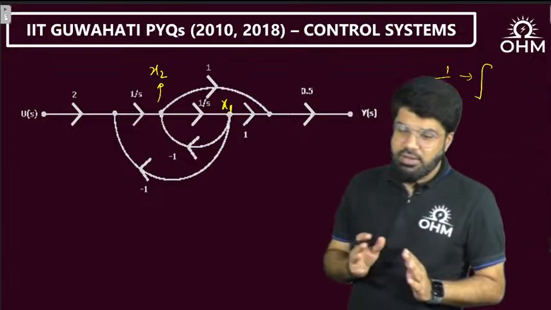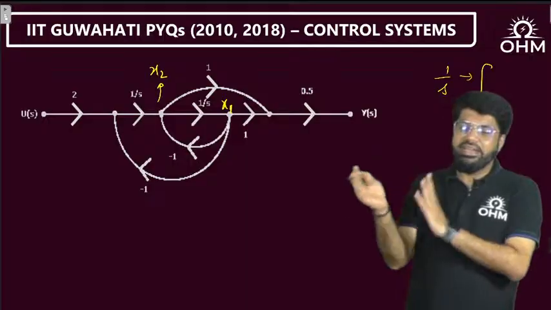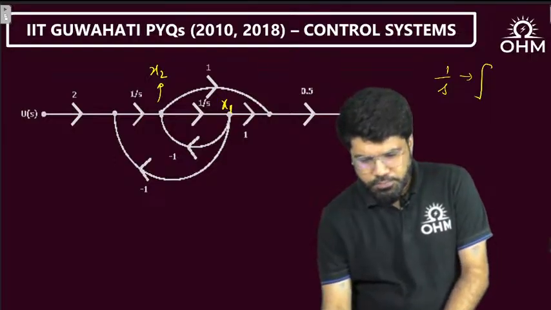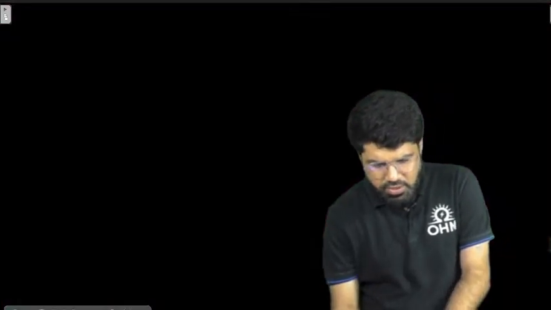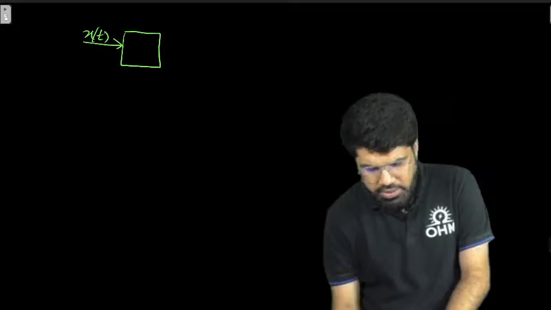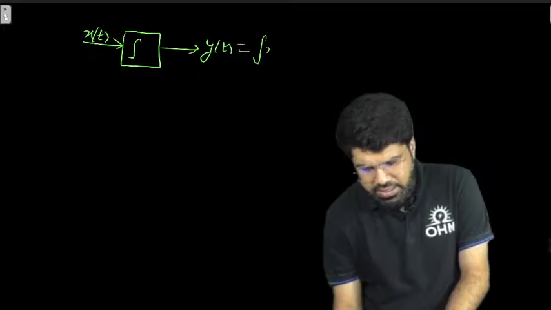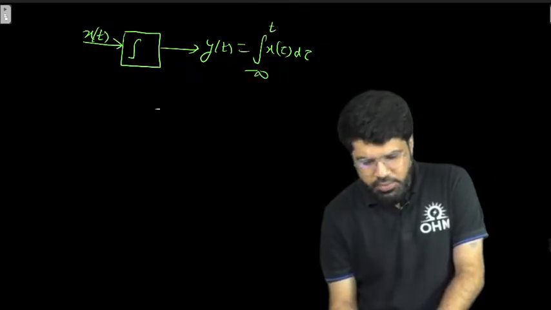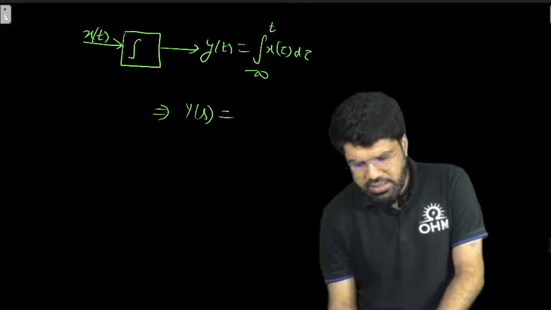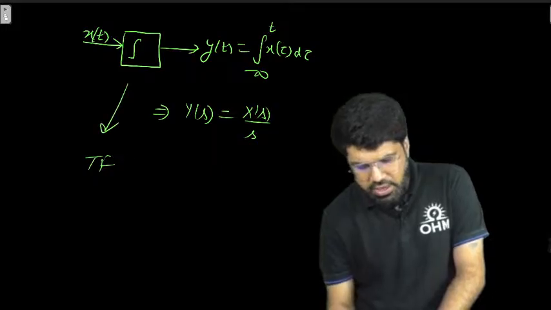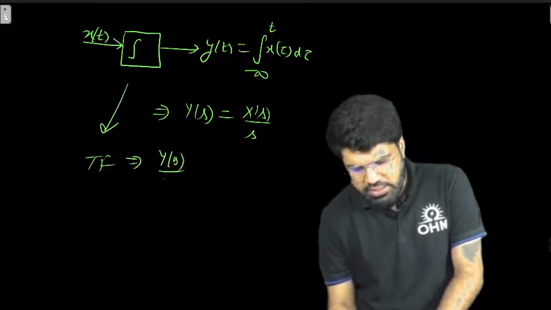But at the same time, dear, 1 upon s is an integrator. If the output of an integrator is x1, what can be the input? Suppose you apply input x(t) and obtain output y(t), and suppose this is an integrator system where y(t) is written as the integral of x(tau) d tau, from minus infinity to t. As per the Laplace property, Y(s) is X(s) by s, and hence the transfer function of the integrator, the ratio of output by input in the s domain, is 1 by s.